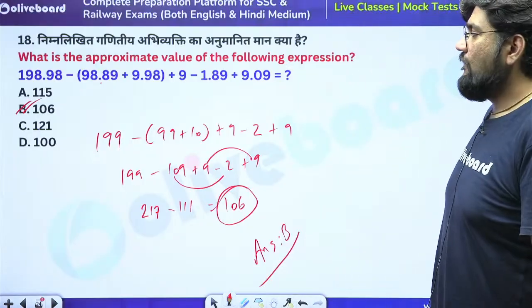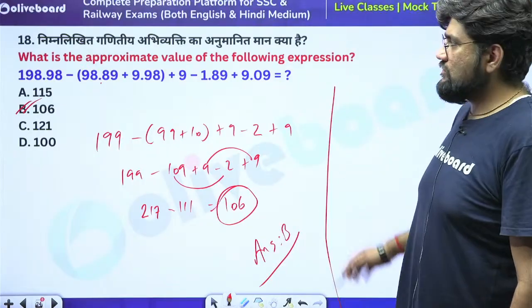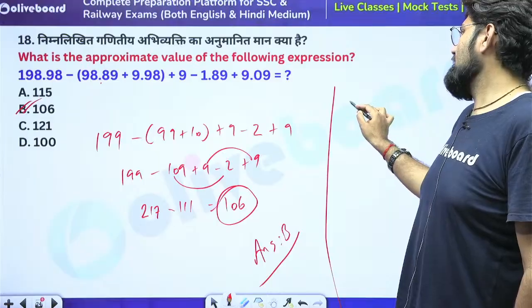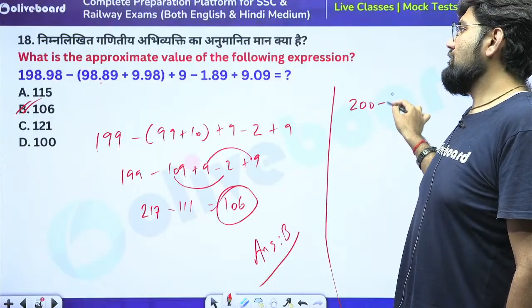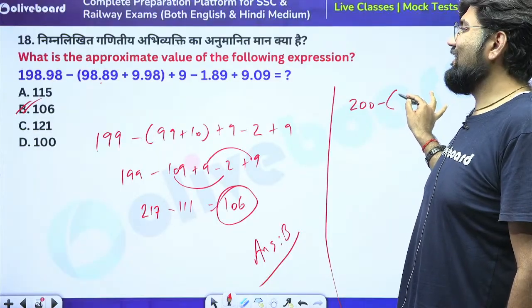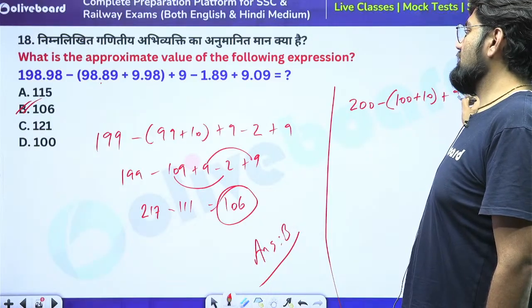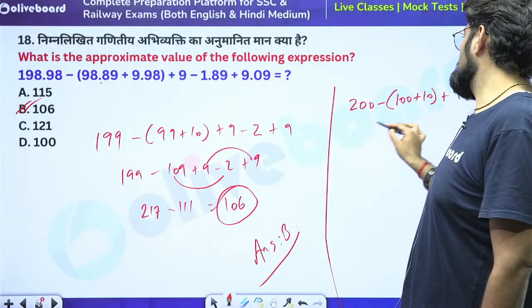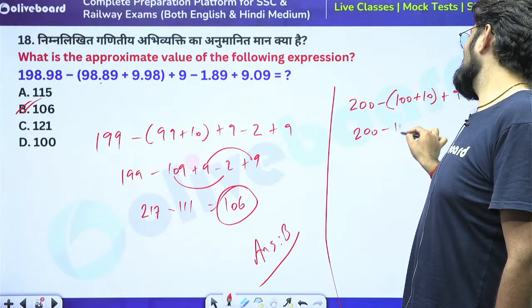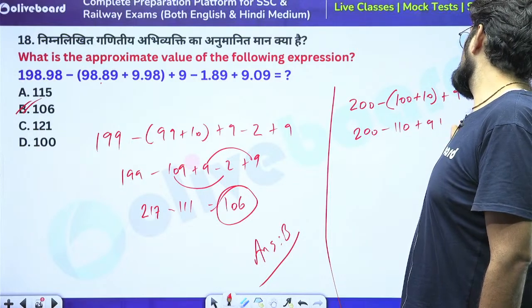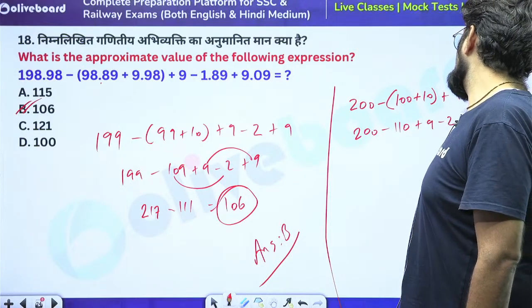Okay. What is the other approach? The other approach is, rather than rounding it off to 199, I round it off to 200 minus 110 plus 9 minus 2 plus 9. Let's check this. 200 minus 110 plus 9 minus 2 plus 9. Let me check it out if it works.